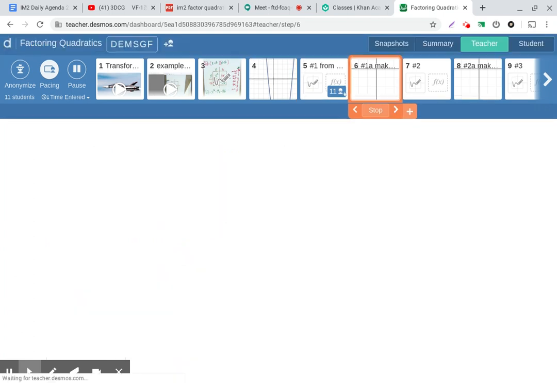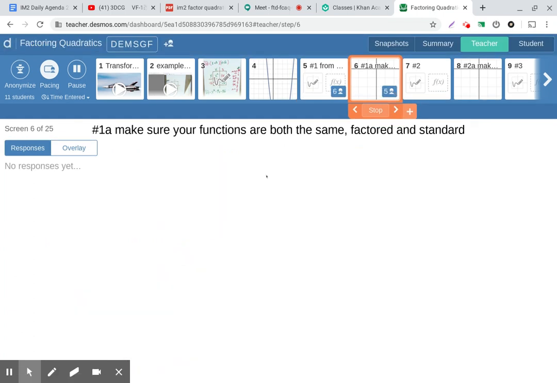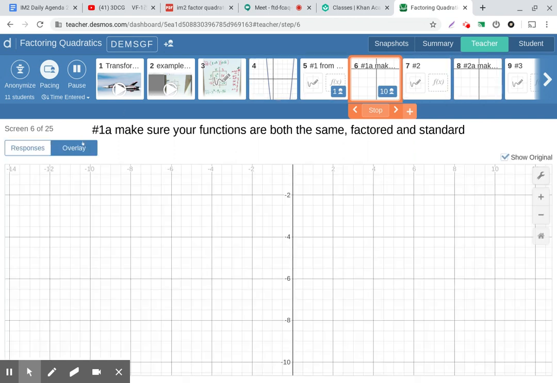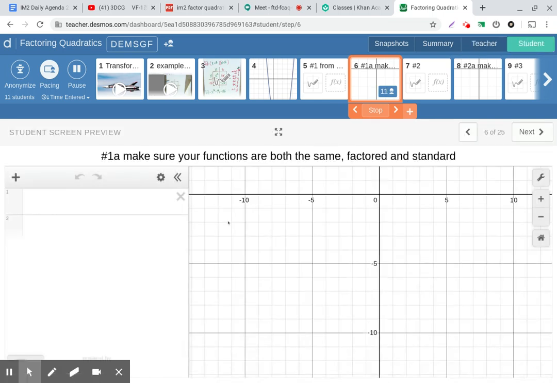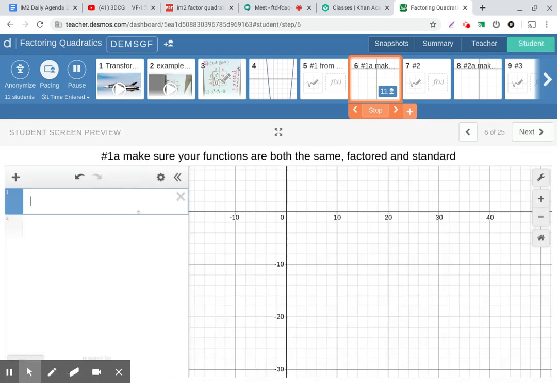All right. Now let's go to number 6. Let's see what is 6. I don't even know what 6 is. I think you have to type this stuff. Let me see. Make sure, yeah. So go ahead and type the functions.